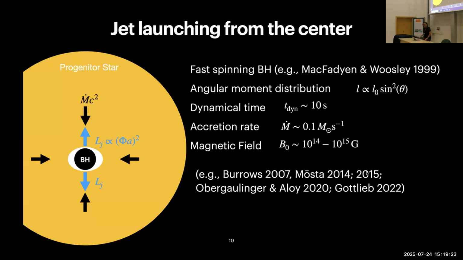So for this study, I will present the launching from an accretion process. For that, we assume a fast spinning black hole imposed with a Kerr metric, an angular momentum distribution which goes as sin squared, and a magnetic field. We perform simulations with different magnetic field strengths.